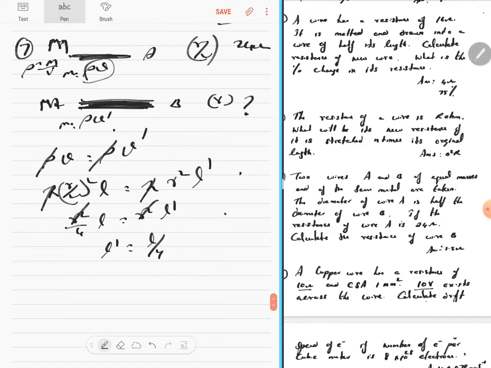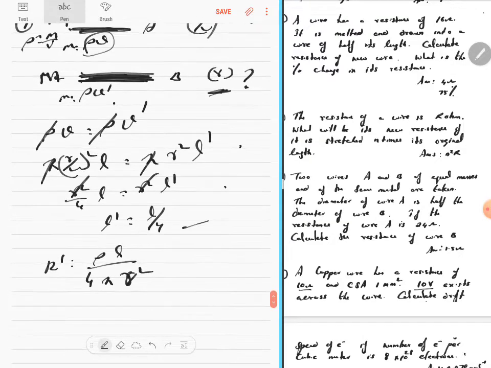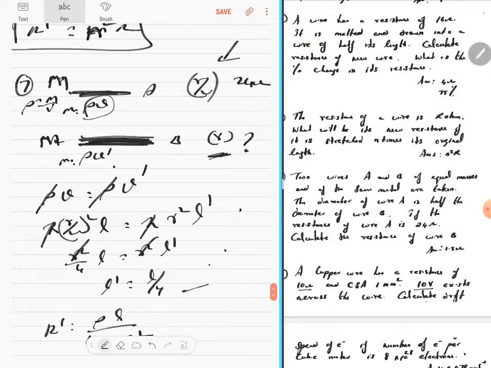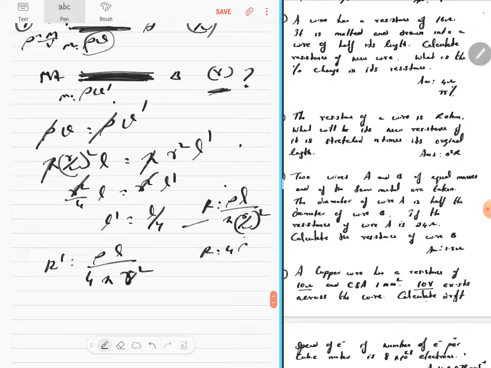So let's calculate the resistance R dash of the new wire. Rho into L by A, which is L by 4, and A is pi into r square. This is the new length and this is the new radius, only r square. And so R dash is equal to rho L by 4 pi r square. The original resistance will be rho into length L by A, which is pi into (r by 2) the whole square, which means R is equal to 4 rho L by pi r square.